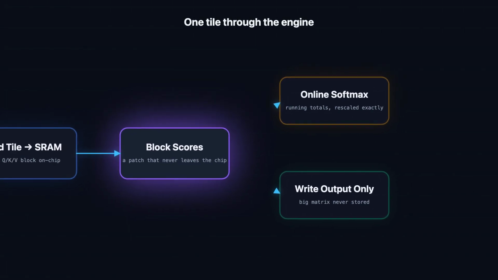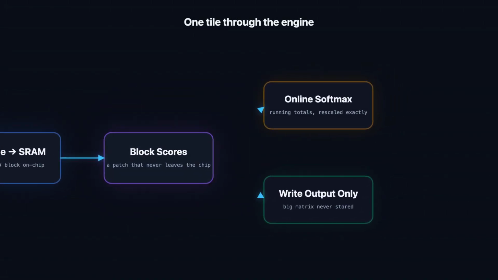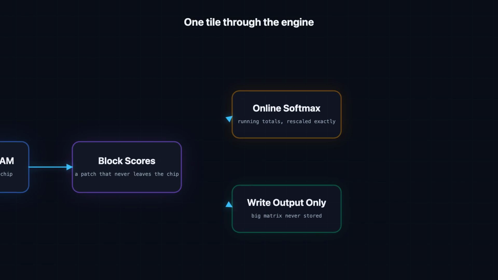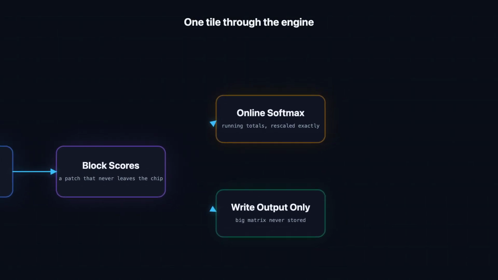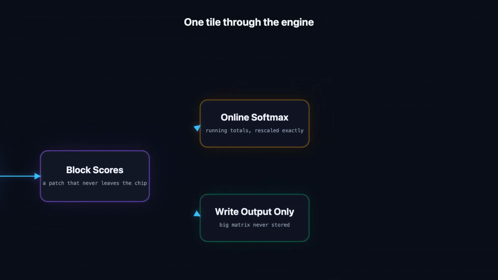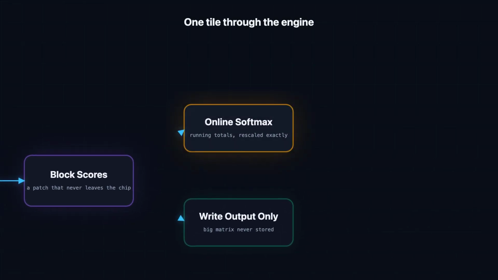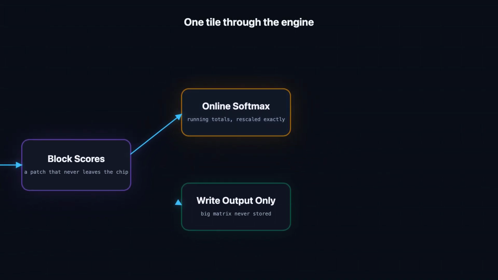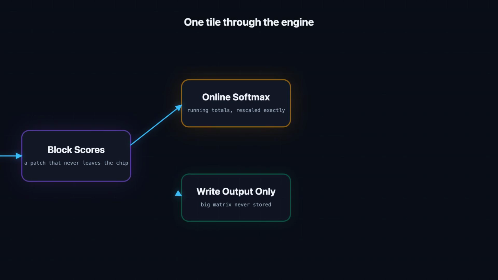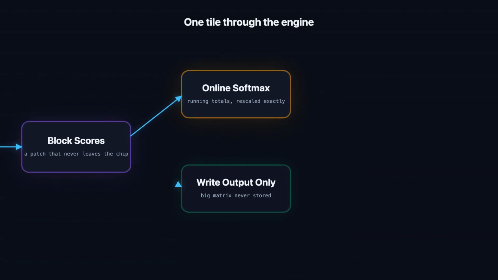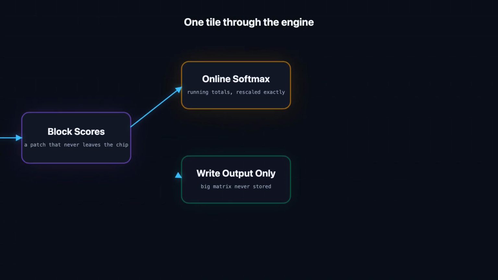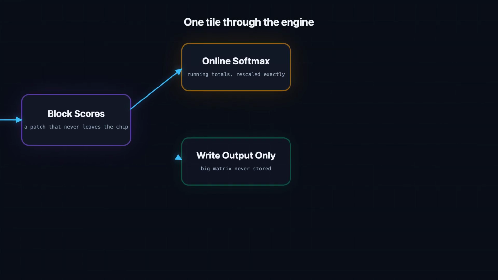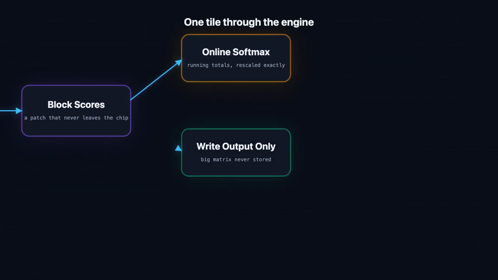Then, inside that fast memory, it computes the attention scores for just this block. It's a little patch of the full matrix, but this patch never leaves the chip. As soon as we're done with it, the numbers are consumed and thrown away. Here's the clever bit. An online softmax keeps a running total as each new tile arrives, rescaling what it already has so the final normalization is exactly correct. That trick is what lets it process the sequence in pieces yet match full attention to the last digit.